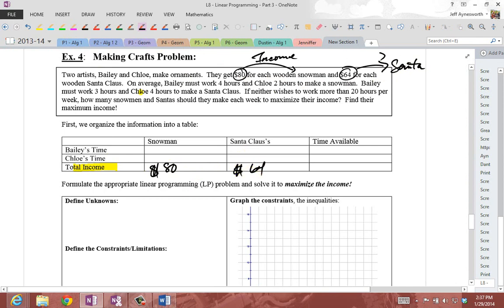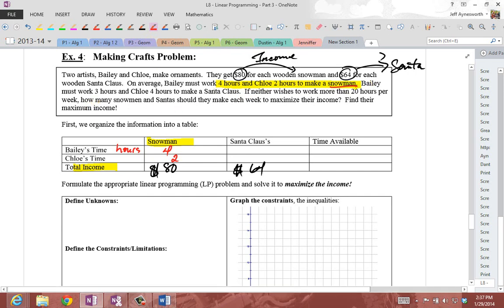All right, that's great. On average, Bailey must work 4 hours and Chloe 2 to make a snowman. So these first numbers here refer to a snowman. Let's put those values in. So 4 for Bailey and 2 for Chloe, and we're talking about hours here. And that's in respect to a snowman.